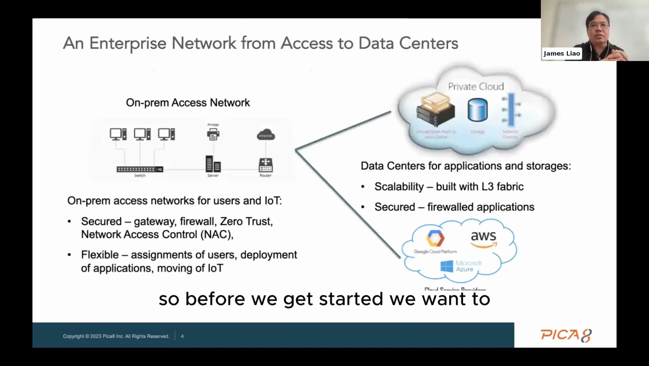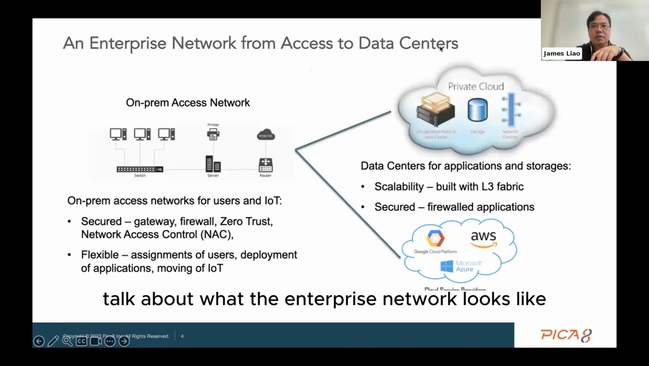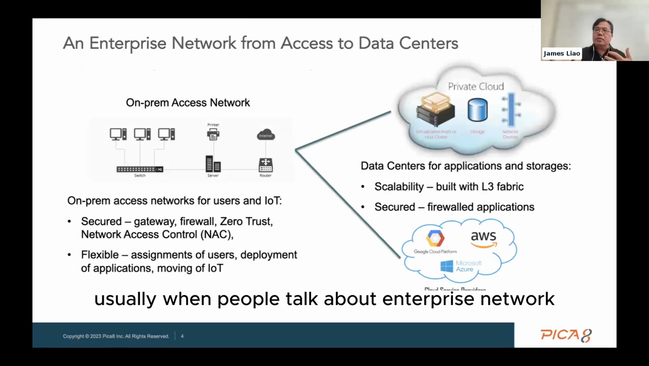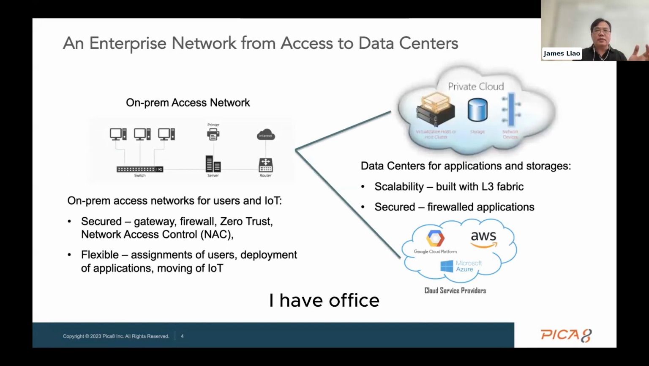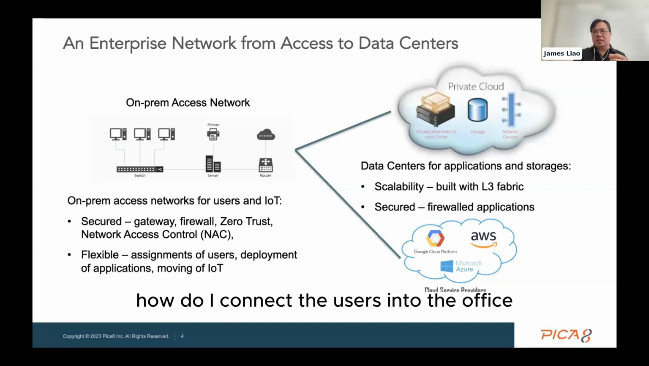So before we get started, we want to talk about what the enterprise network looks like from access all the way to data center. Usually when people talk about enterprise network, they are thinking about on-prem access only, meaning that, hey, I have an office. How do I set up the office network? How do I connect the users into the office?